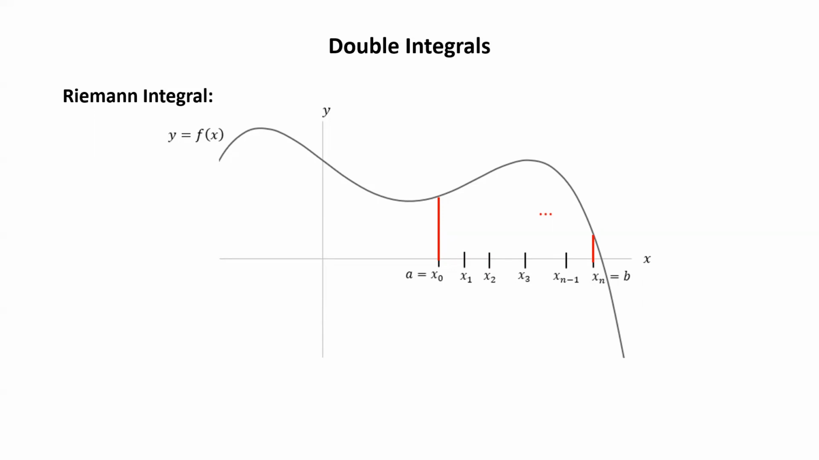The way we do this is we start by chopping up the interval from a to b into n subintervals. So we see here we have the interval from x0 to x1, from x1 to x2, and so on through xn minus 1 to xn. Notice that we named a x0 and b xn.